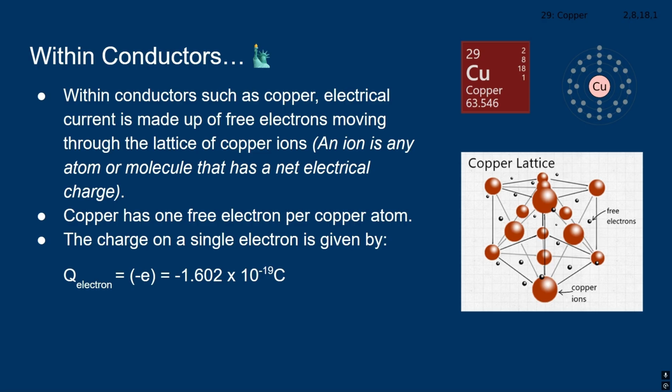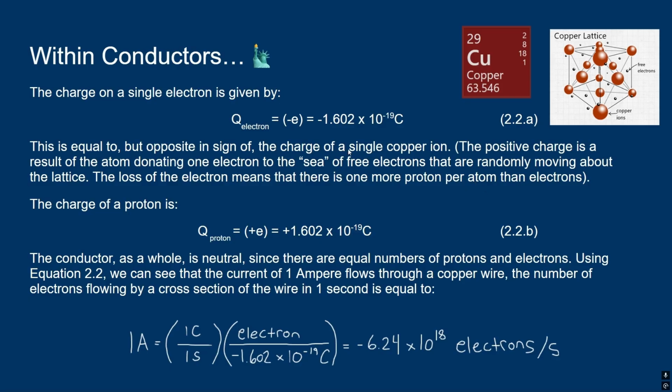Now, copper has 1 free electron per copper atom. The charge on a single electron is given by the following equation. Q sub electron equals negative e, which is another way to write it, equals negative 1.602 times 10 raised to the negative 19th power C. This is the equation for the charge of a single electron, right? We call it 2.2a. This is equal to, but opposite in sign of, the charge of a single copper ion.